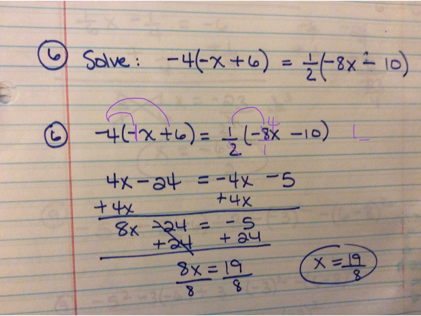When I take 1/2 times negative 10, 2 goes into 10 5 times. 1 times negative 5 is negative 5. Next thing I did was I added 4x to both sides. Because it was a negative 4x, so I'm going to add 4x. I get 8x minus 24 equals negative 5. Add 24 to both sides. Divide by 8, and you get 19/8 as your answer.